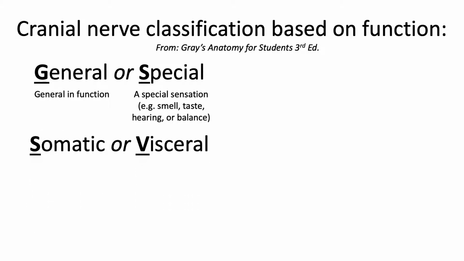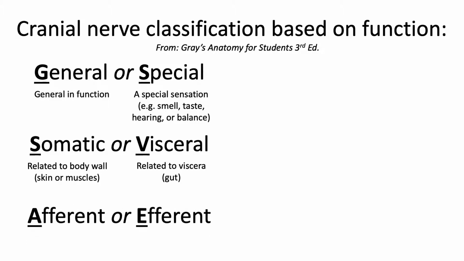They can be considered somatic if they're related to the body wall, for example, skin or muscles, or visceral if they're related to the gut. They can be afferent if they're sensory, or efferent if they have a motor function. So if you make 3-letter classifications from each of these categories, you could have a general nerve that is related to the body wall and has a motor function, and that nerve would be considered a GSE nerve.